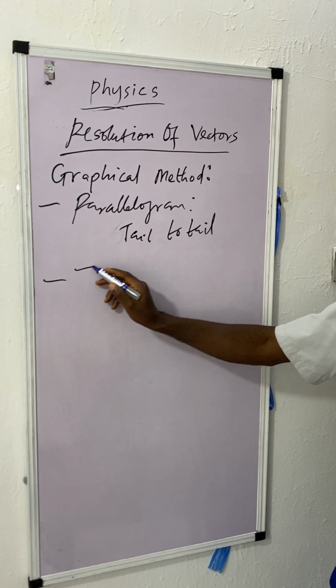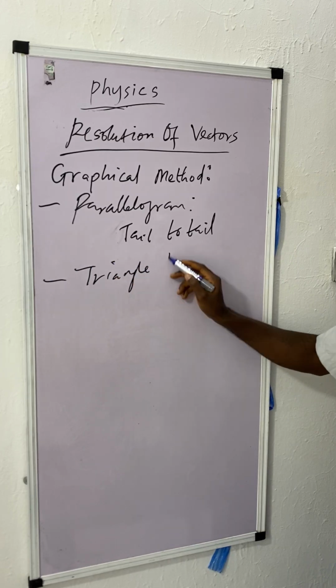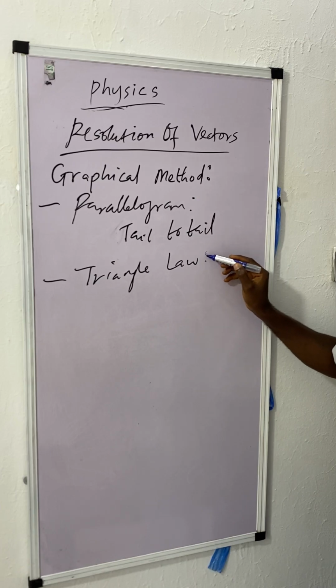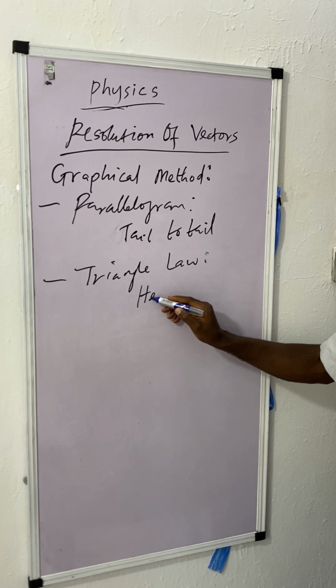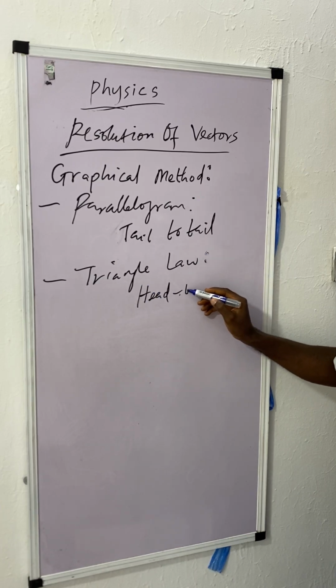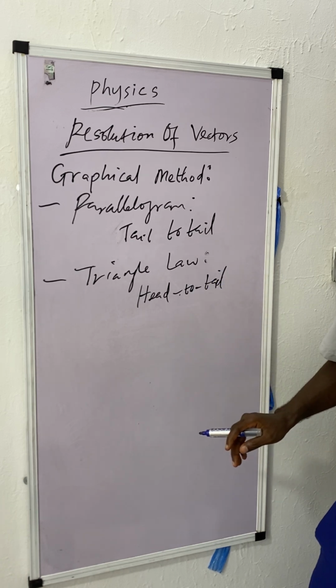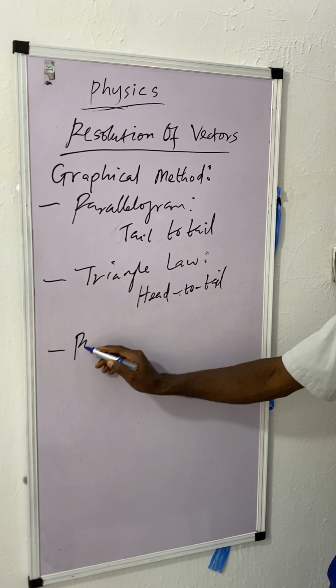Head to tail. We also have the triangle law, which is what we just did. Okay. The triangle law, which is what? Head to tail. All right. Then we have the final one, which is the polygon law.